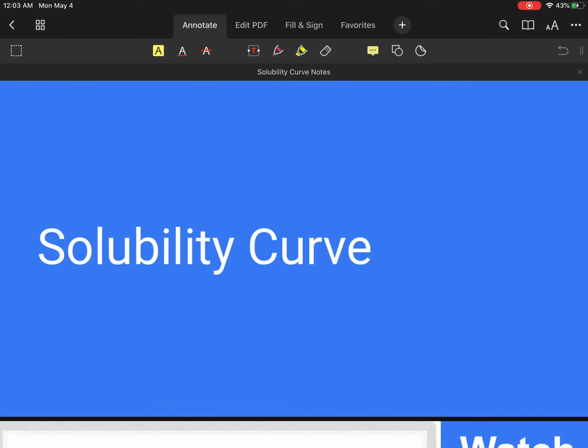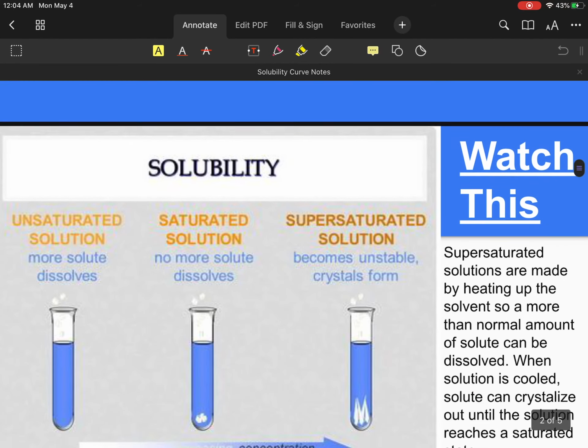Okay, so this little note video is on what we call a solubility curve. Basically, it's just a way that we can look at some different substances and see how we can change the temperature to make more of our solute dissolve.